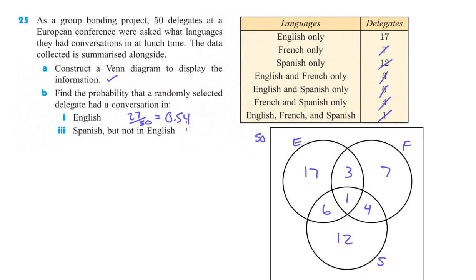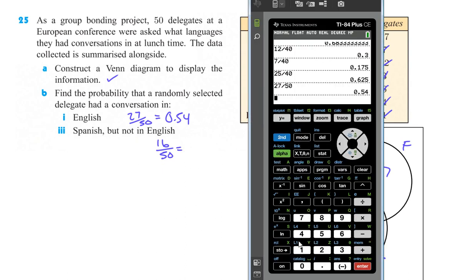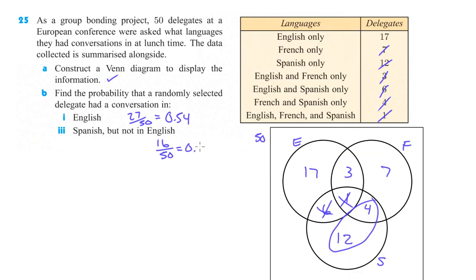And then we also have Spanish, but not in English. So everyone that was in this here, but not in those groups there. So it's going to be these 12 plus 4, 16 out of the 50, right? So 16 divided by 50, I think it's going to give us 32, isn't it? Yep, 0.32, 32%.